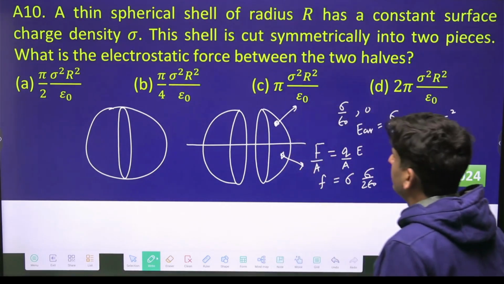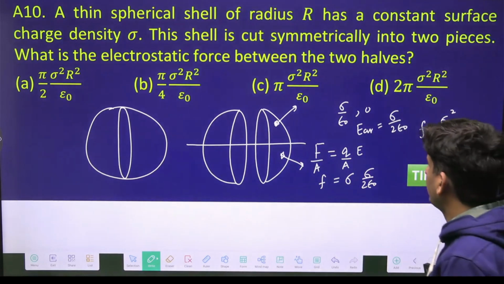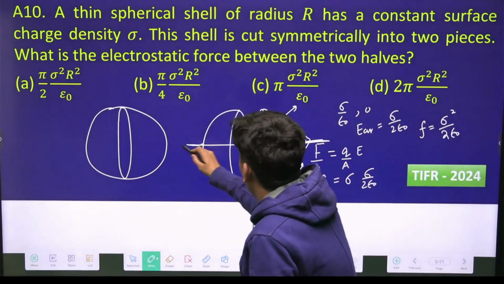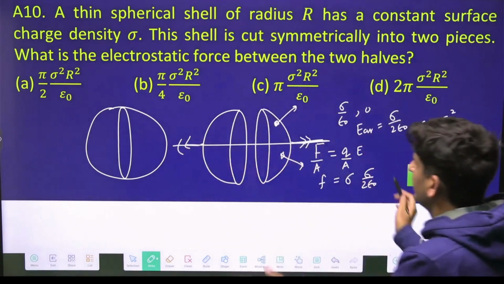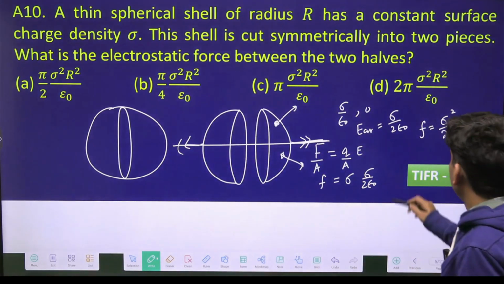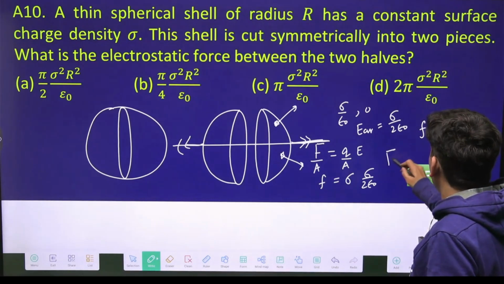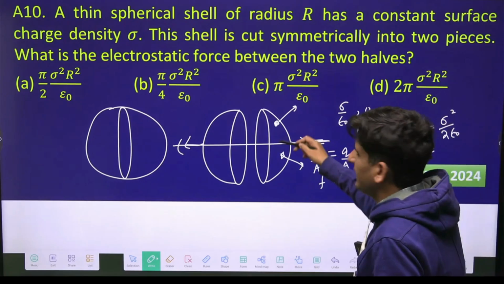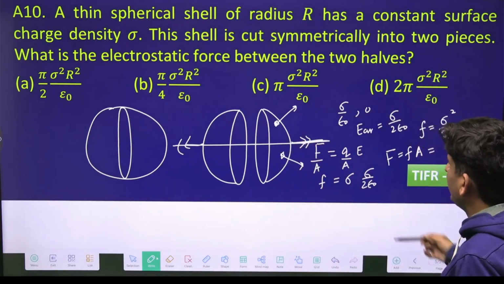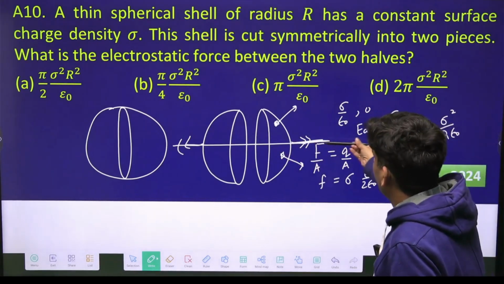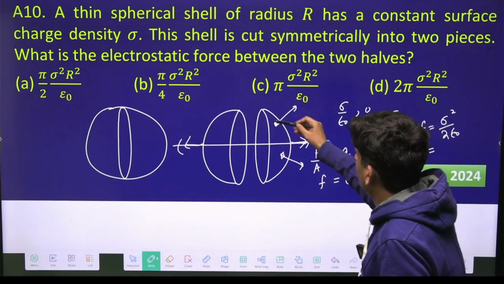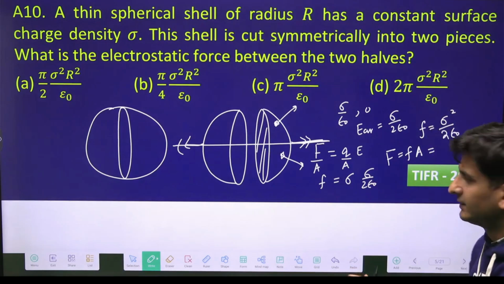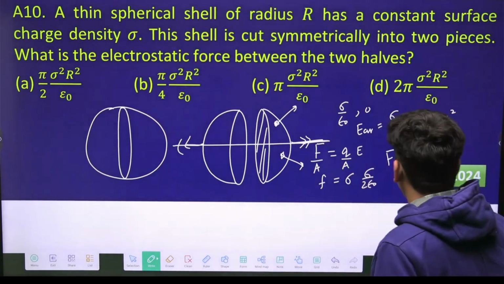Then you take the resolution of vectors. Effectively, I want the force in this direction, which will be the repulsive force. So the force will be force per unit area into area. You can just take theta and integrate, but it is easy to see that for this perpendicular force, the effective area is only this much, by taking the components. Or you can calculate it by integration.